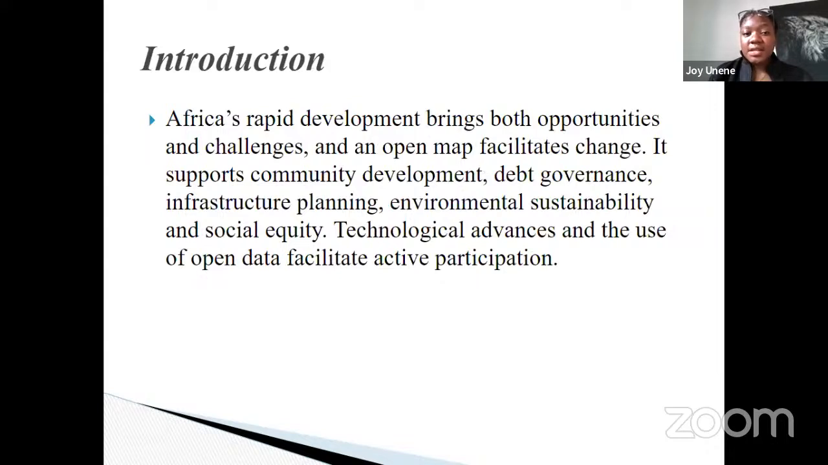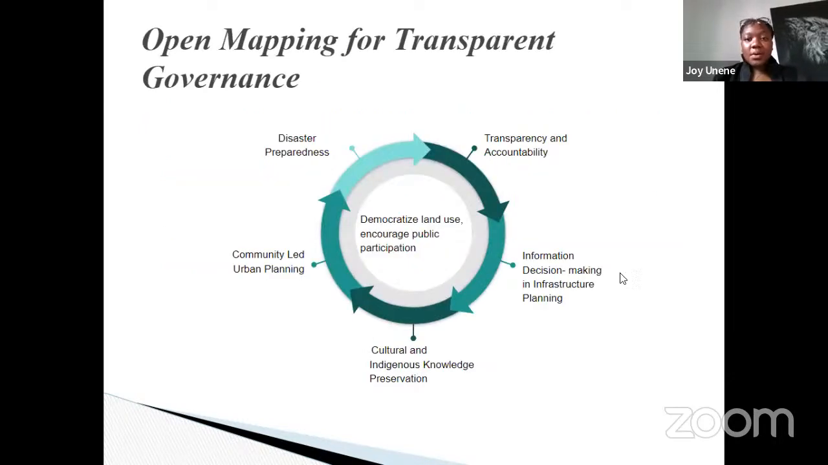In my introduction, I talk about how Africa's rapid development brings both opportunities and challenges, and how open mapping facilitates change. It supports community development, governance, infrastructure planning, environmental sustainability, and social equity. Technological advances and the use of open data facilitate active participation.